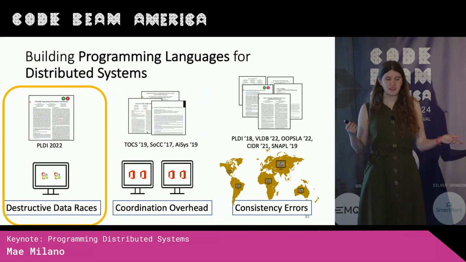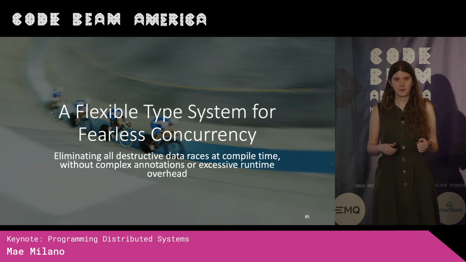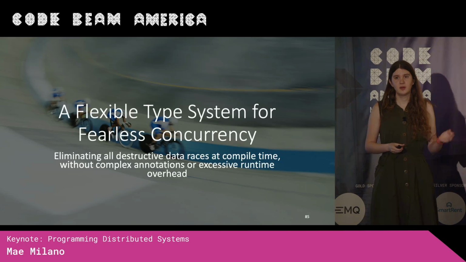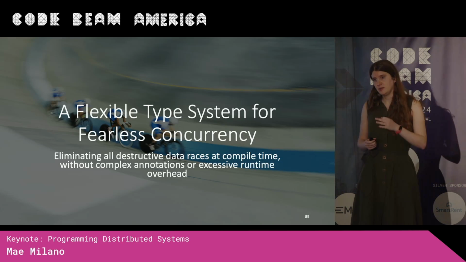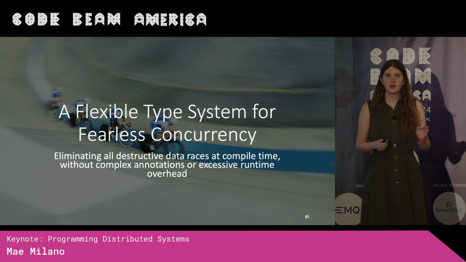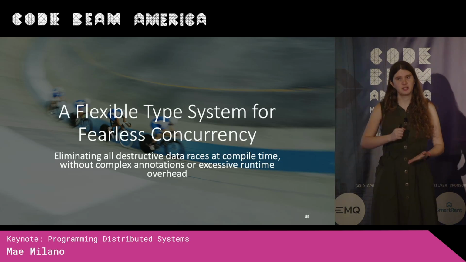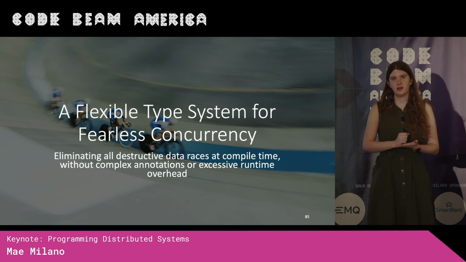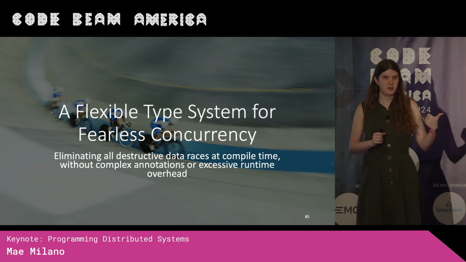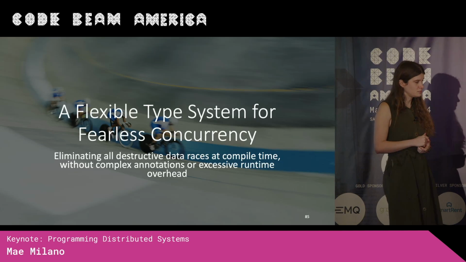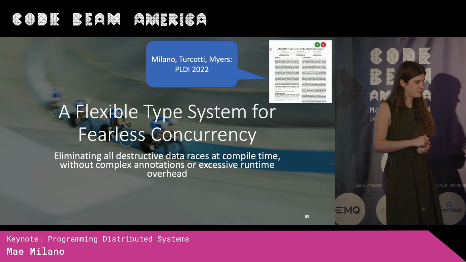This is going to be our last area of the day. I've written a new type system, a flexible type system, for allowing fearless concurrency. What this means in particular is in a shared memory system, you will have updates, you will have concurrent mutations, you have multiple threads, and you will never have a destructive data race without excessive annotations or excessive runtime overheads. Also a paper.